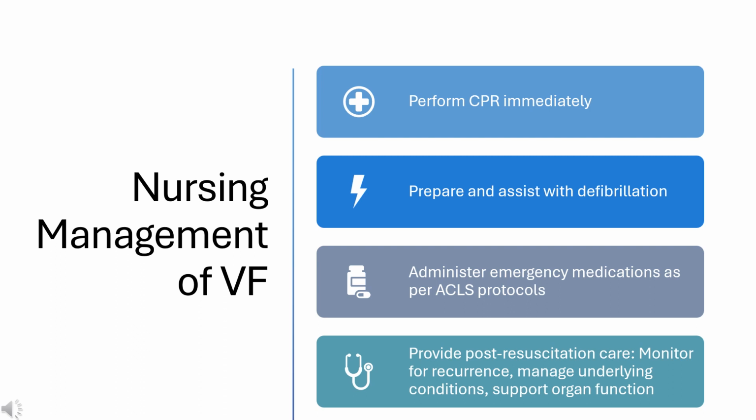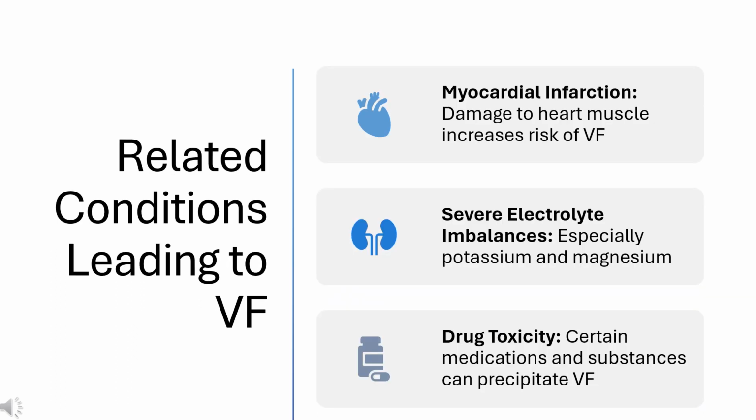Post-resuscitation care aims to stabilize the patient, prevent any recurrence of the VFib, and support recovery of organ function, thereby improving the chances of survival and better long-term outcomes. Understanding the conditions that can lead to VFib is critical for effective prevention and management.